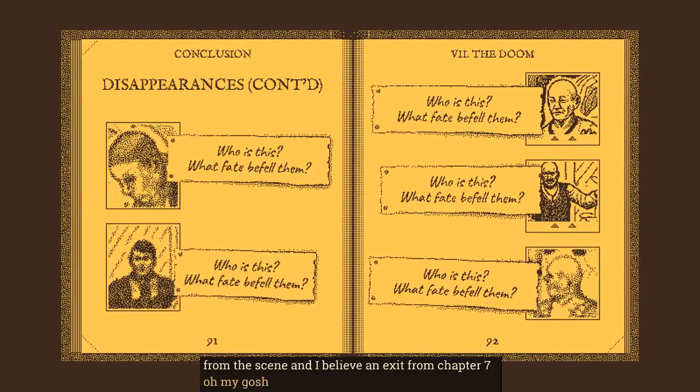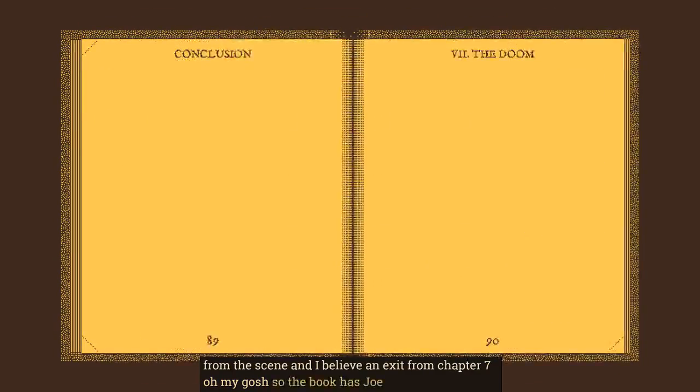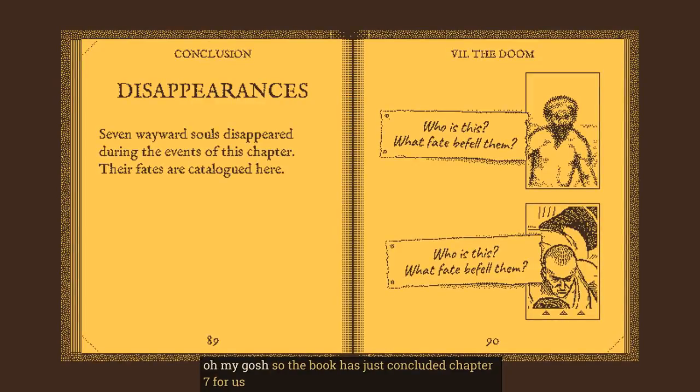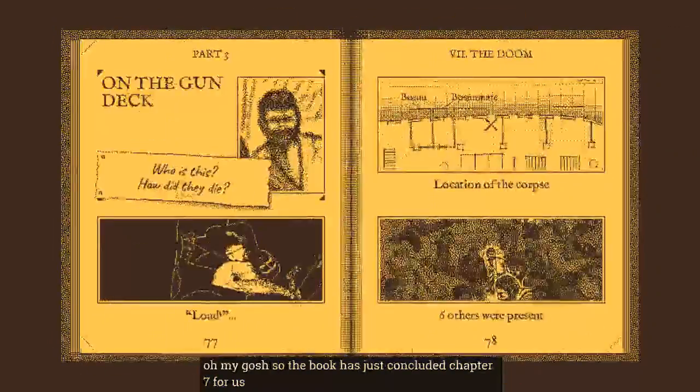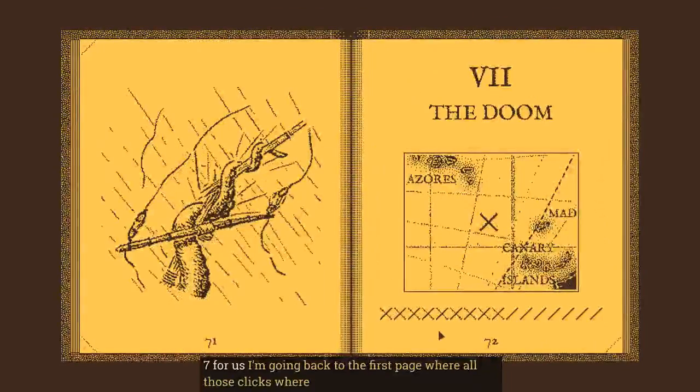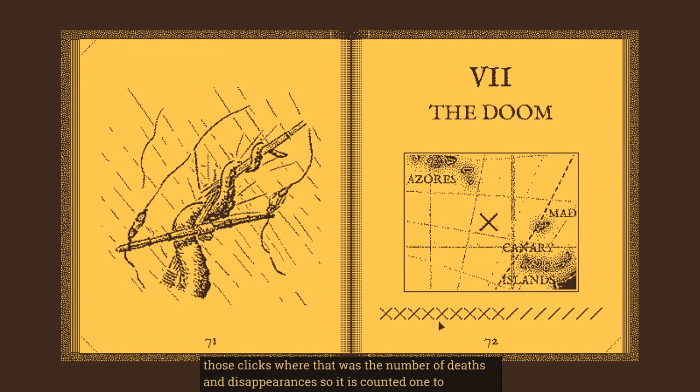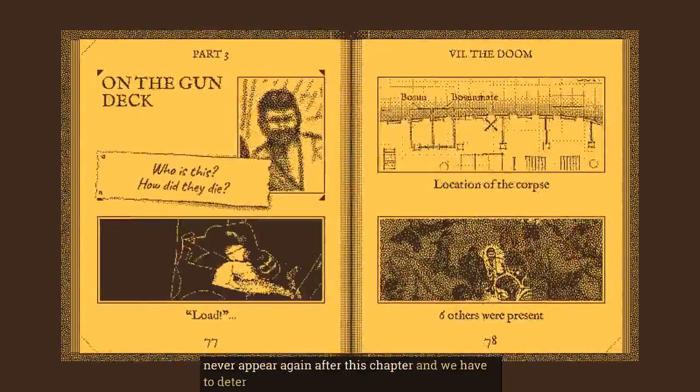Oh my gosh. So the book has just concluded Chapter 7 for us. And going back to the first page where all of those clicks were, that was the number of deaths and disappearances. So it has counted 1, 2, 3, 4, 5, 6, 7, 8, 9 deaths that we know of. And 1, 2, 3, 4, 5, 6, 7 disappearances. That is, people that the book knows never appear again after this chapter. And we have to determine what happened to them.